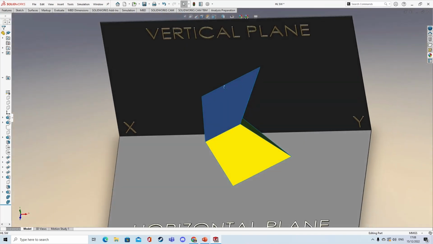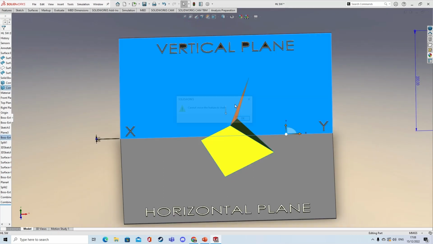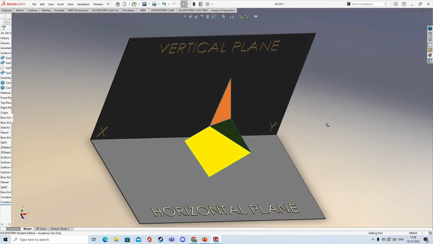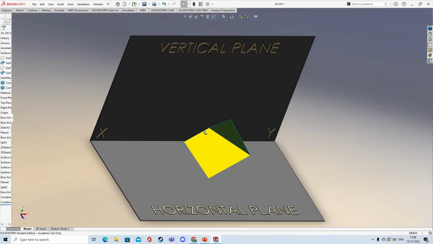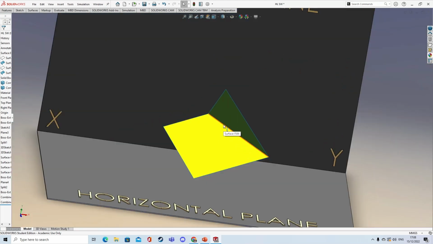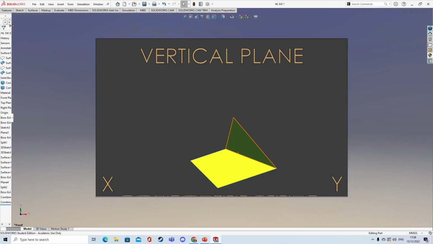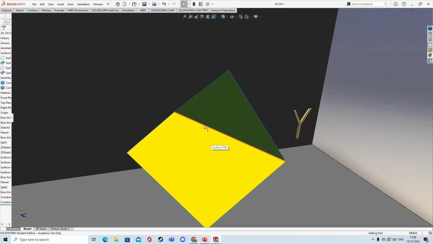So our AB line, we're going to be working with these two planes right here. So what we're trying to find is this line right here as its true length. So we don't see it as a true length so far, because we need to look at it from a different angle.